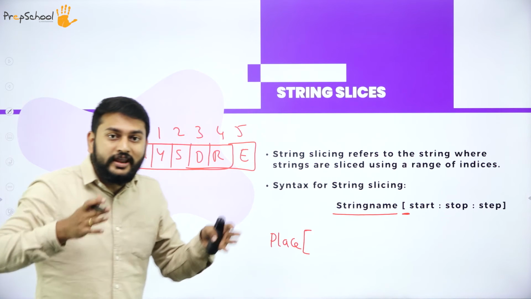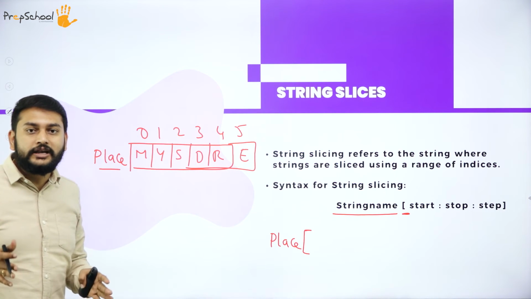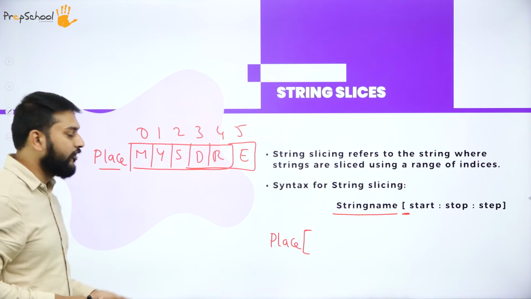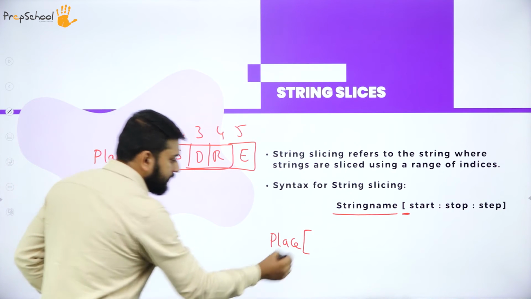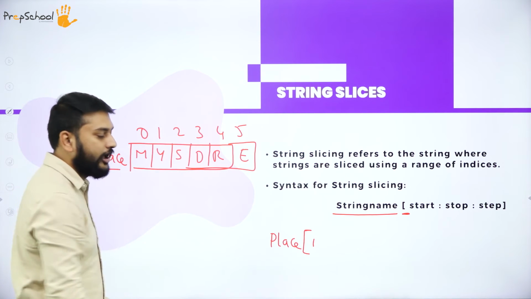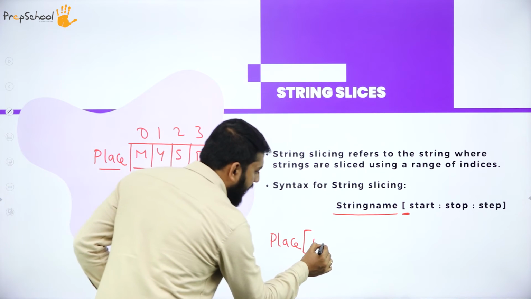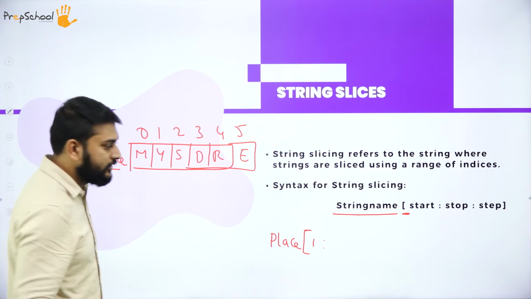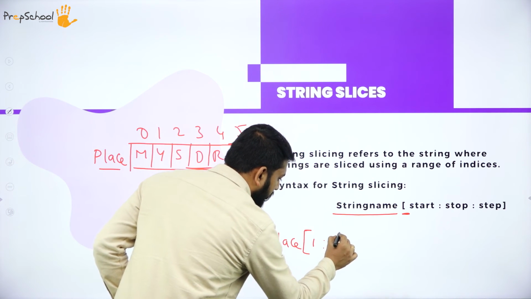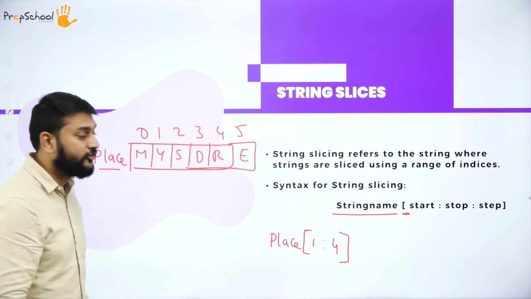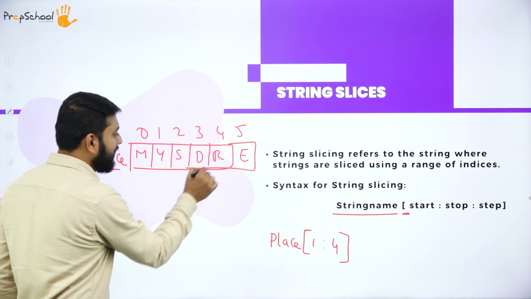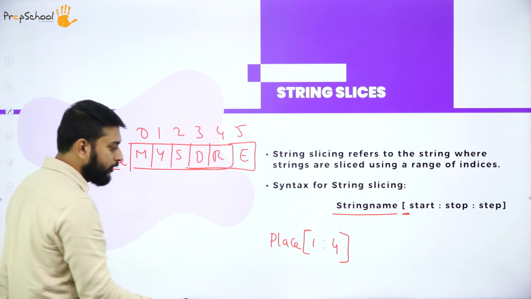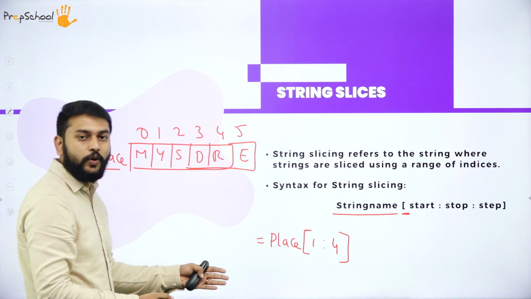Then the start. From where exactly do you need to slice? That is what we call the start. I want to start from 1, so from here I want to split. I have given 1. Then after that I have to stop. Let's take 4, so I will just write 4. What happens if I give 4? Till here it will take. If I print this, what will be the output?